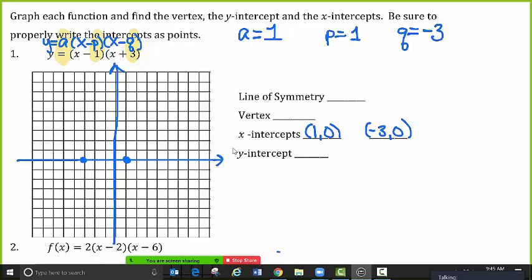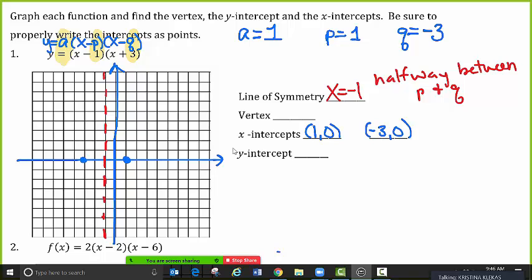Okay? Now we want the line of symmetry. The line of symmetry is the middle. It's the halfway point. So what's halfway between these two? Right here. Notice that is the value of negative 1. It's halfway between p and q, between the x-intercepts.